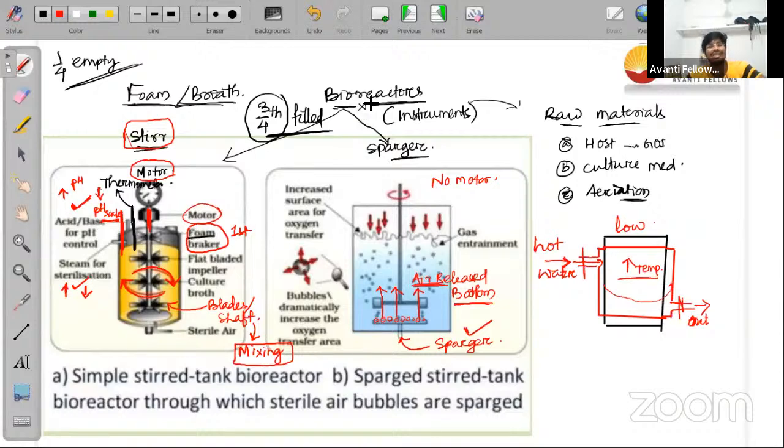Sterilization means not exactly making it pure. Sterilization means making it constant, making it normal. Whenever the temperature is going high, you have to decrease the temperature, and whenever the temperature is going low, you have to increase it. That is your sterilization, not exactly making it pure or completely sterile. You have to create a suitable condition. That is your sterilization. Is that clear to you?